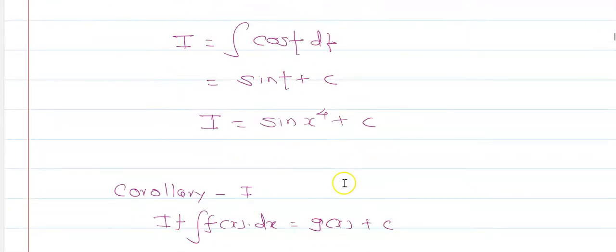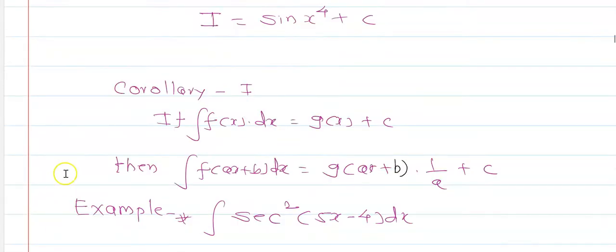Now next is corollary number 1. If the integral of f of x dx is equal to g of x plus c, then the integral of f of ax plus b into dx is equal to g of ax plus b into, I always say, 1 upon the derivative of ax plus b. What is the derivative of ax plus b? The derivative of ax plus b is a, and here is a. You have to remember this.